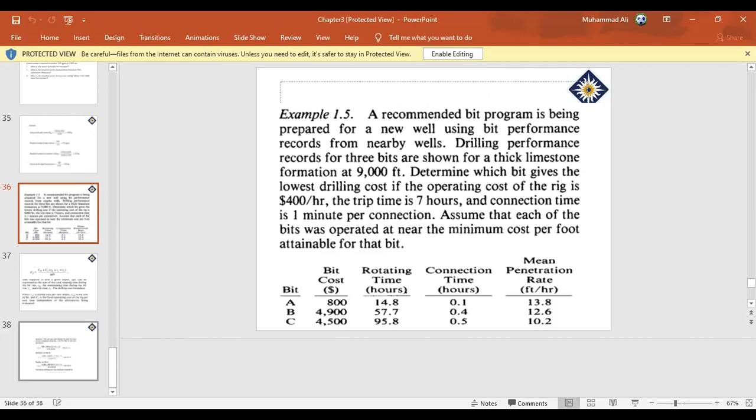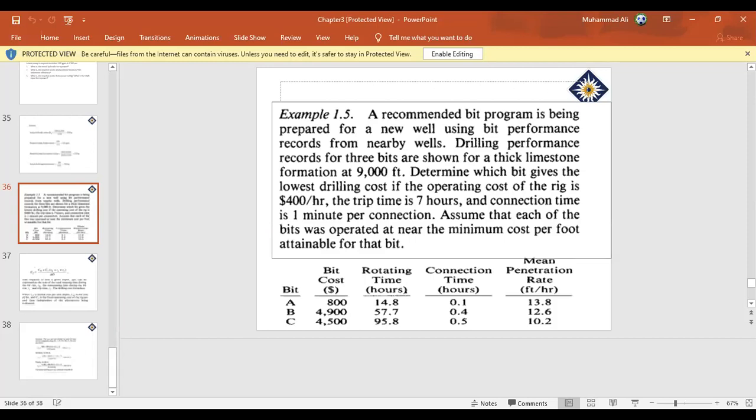So now we have the performance of the nearby wells. They used three bits. You can see here there's a bit cost given: bit A cost $800, bit B cost $4,900, and bit C cost $4,500. Now we have three bits. We have to select which one is the best, okay? Now we have the record of the nearby wells.